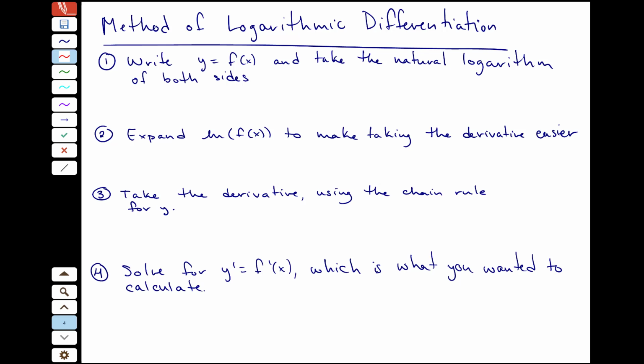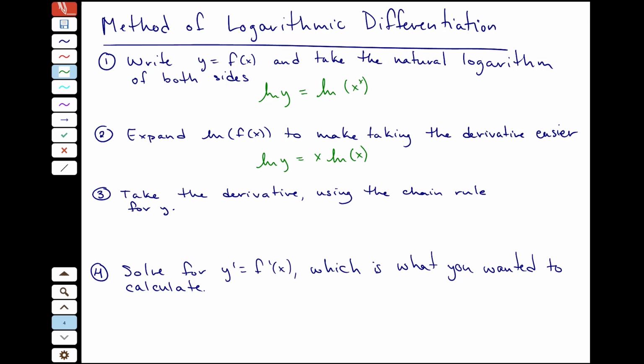So let's summarize this method. The first thing that we do is we write y equals f of x, and we take the natural logarithm of both sides. So in our previous example, this got us to the point of writing the natural log of y equals the natural log of x raised to the x. The second thing that we do is we expand the right-hand side. We expand the natural log of f of x in order to make taking the derivative easier. So in terms of our last example, we had the natural log of y equals x times the natural log of x.